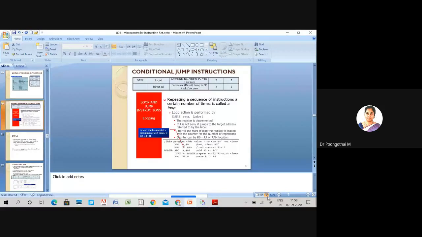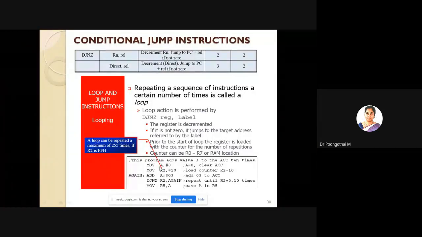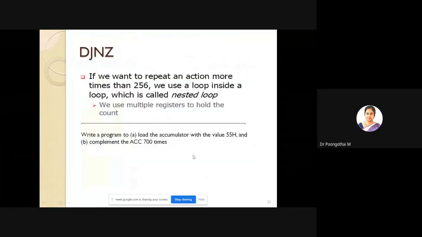So here the important point is, what is the size of R2? The size of R2 is an 8-bit register. So using an 8-bit register, we can repeat the loop a maximum of 255 times. We can fix the counter value from 00 to FF, and using that count register, we can repeat the loop action a maximum of 255 times. Suppose we want to repeat a loop action more than 256 times, in that case we have to use the nested loop concept.